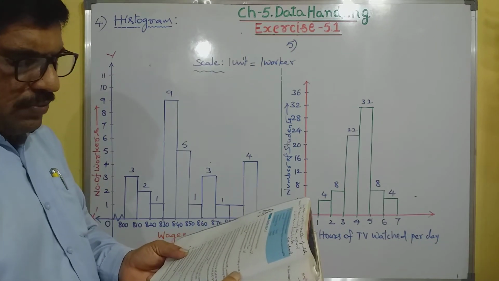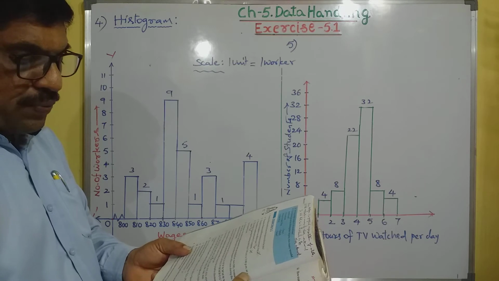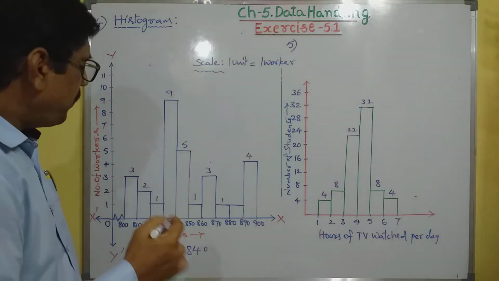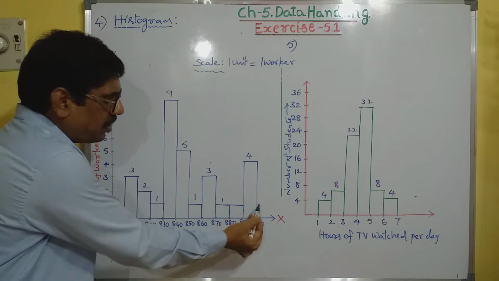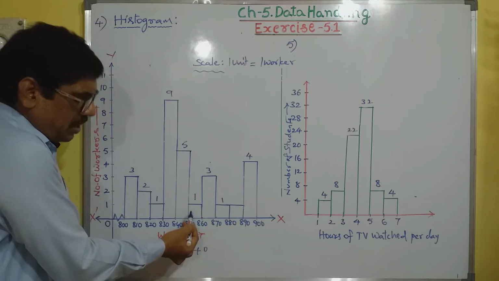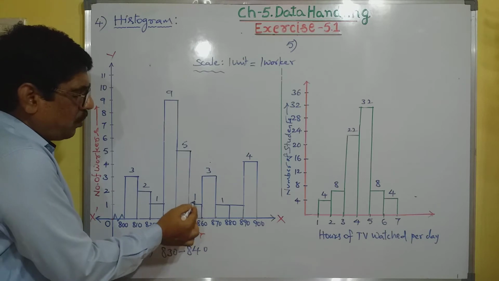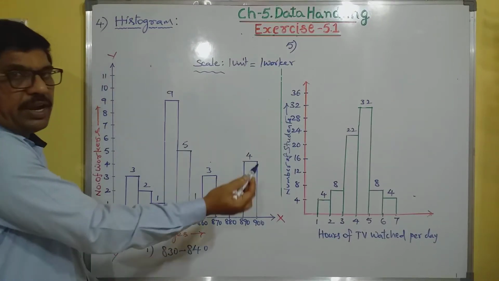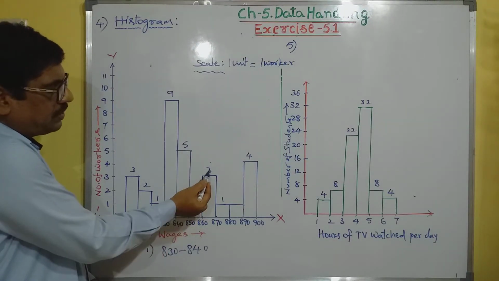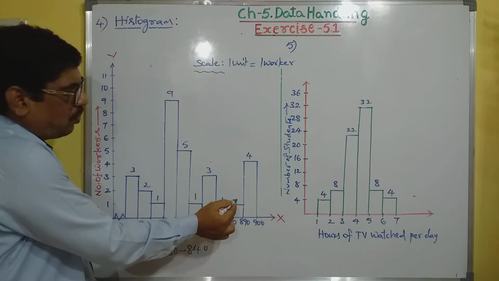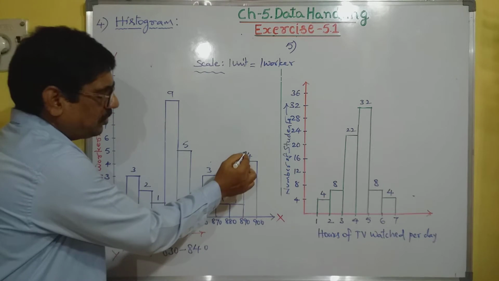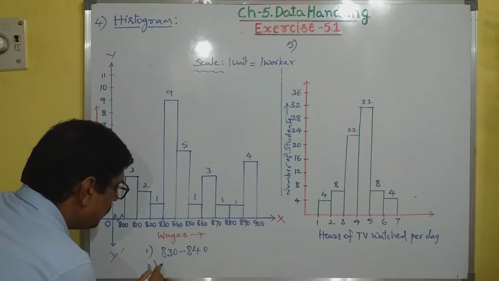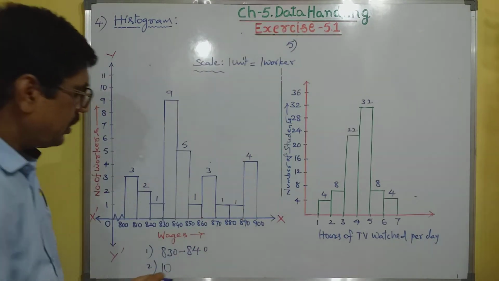Now, how many workers earn 850 and more? 850 and more means, from here onwards, 850 onwards, we have to add all the numbers after 850. That means 1 plus 3 plus 1, 4, 4 plus 1, 5, 5 plus 1, 6, 6 plus 4, 10. Answer is 10. Okay, 10 workers.